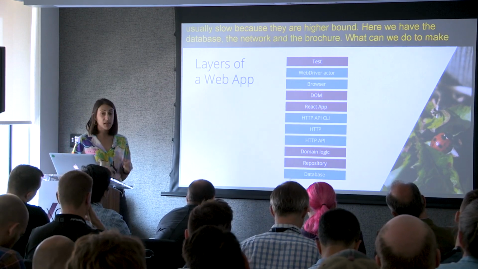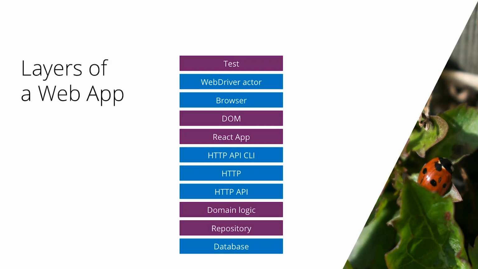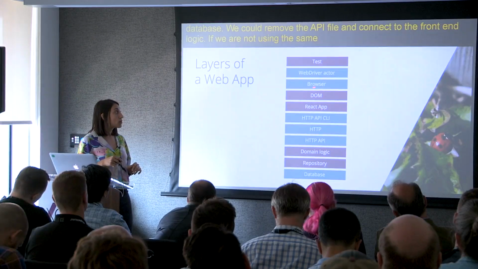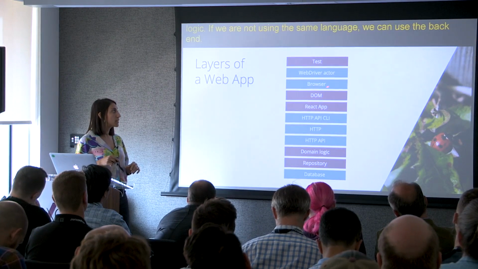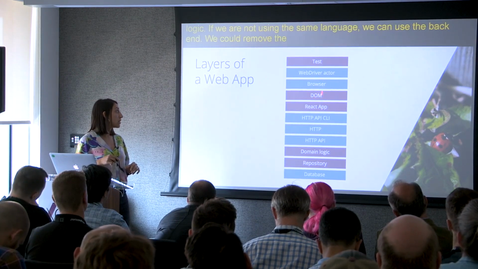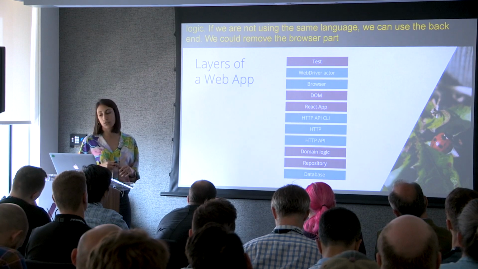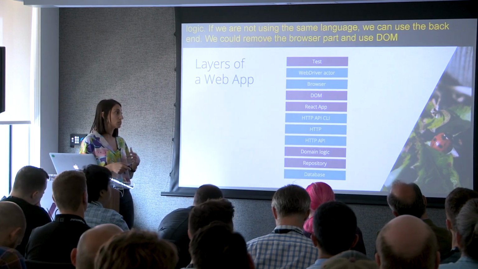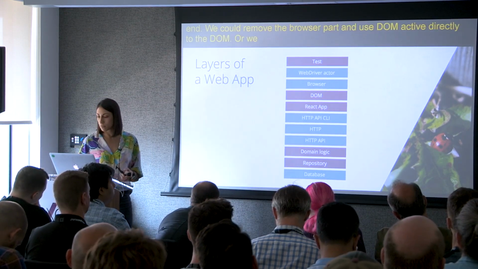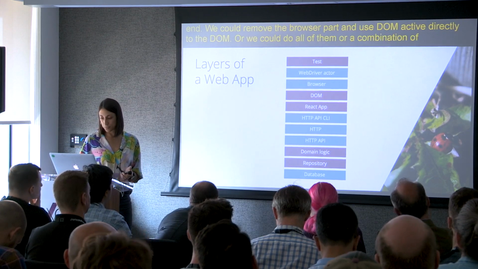We could remove the database and use an in-memory database, and this is going to speed up things a lot. We could completely remove the API part and connect our front-end to the domain logic. Of course, we can only do this if we are using the same programming language. If we are not, we can just completely mock the backend. And then we could also remove the browser part and the Selenium part and use DOM actor to talk directly to the DOM. Or we could do all of them or a combination of them, depending on your needs.